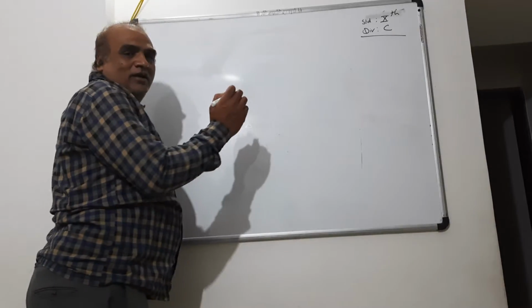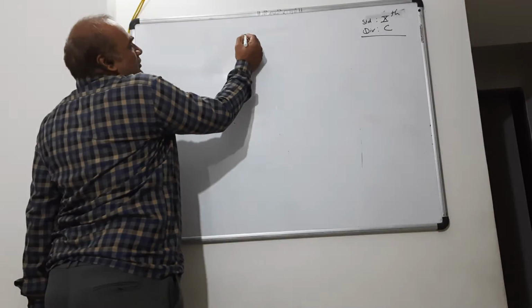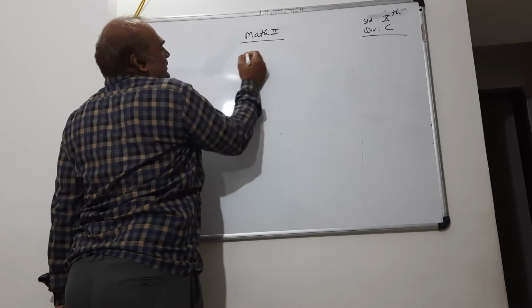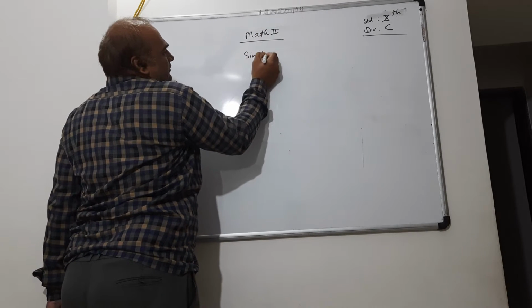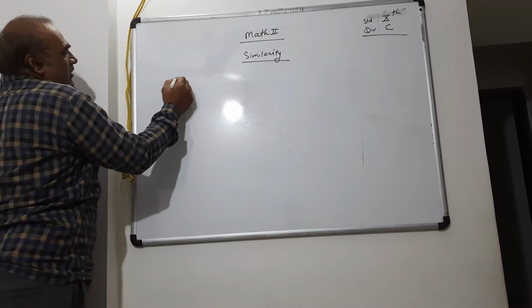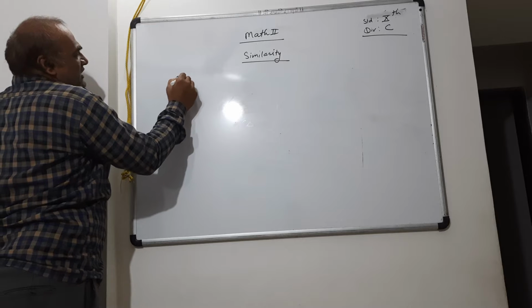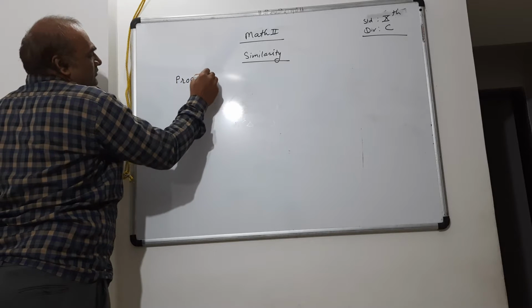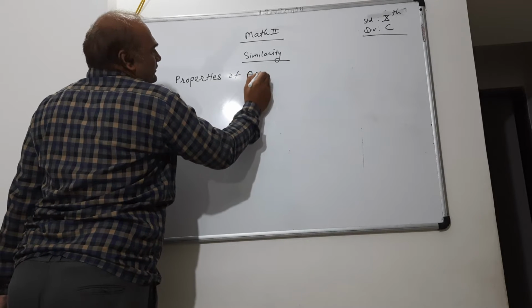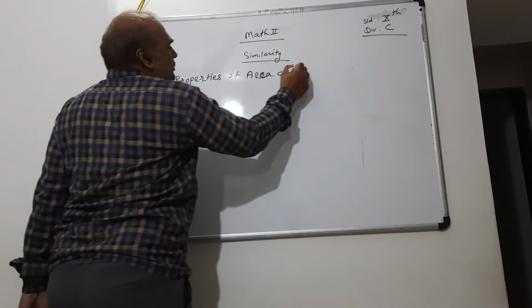Good morning. Today we will study a new topic of our math part two: similarity. The subtopic is properties of area of two triangles.